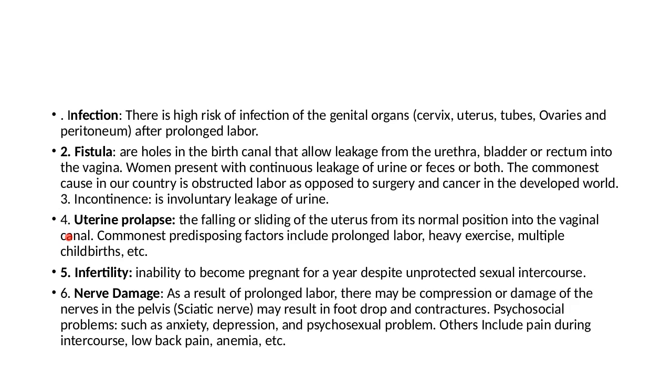Then number 3 is uterine prolapse, and this is the falling or sliding of the uterus from its normal position into the vaginal canal. So the uterus is not in its own position. It has relocated and now just wants to come out through the vagina.